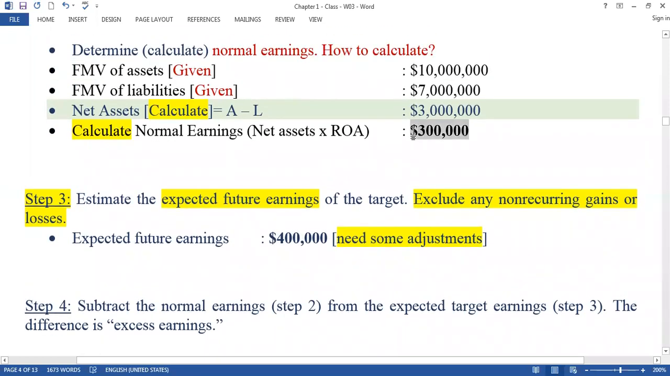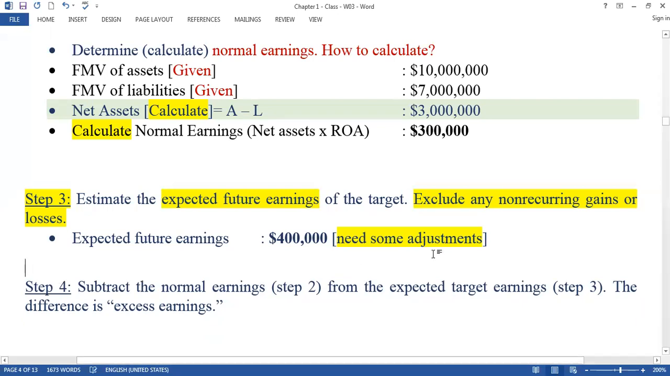So the regular earnings are $300,000, and we do some adjustment. After doing the adjustment, that means we ignore one-time events. Do you understand what is the meaning of a one-time event? A one-time event means something that will happen only one time. We have to avoid this. If we avoid this, then we can get our expected future earnings. Clear?